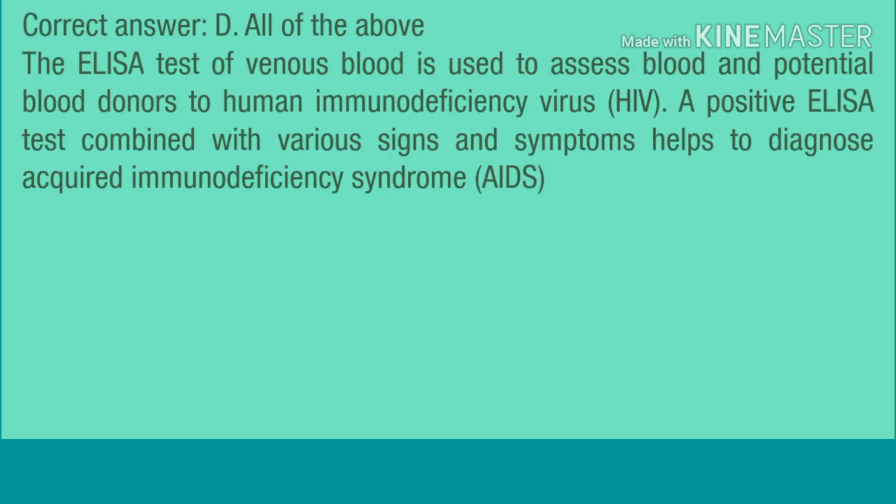Correct answer, D. All of the above. The ELISA test of venous blood is used to assess blood and potential blood donors to human immunodeficiency virus, HIV. A positive ELISA test combined with various signs and symptoms helps to diagnose acquired immunodeficiency syndrome, AIDS.